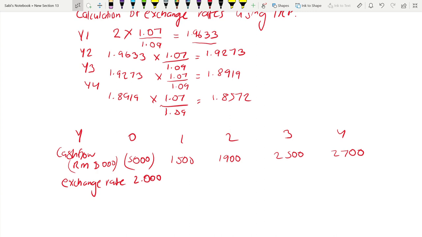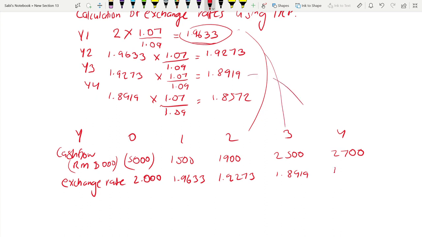Why do we use 2 for year 0? Why should 2 not be from year 1? We just now found this is year 1. So use all those: 1.9633, 1.9273, 1.8919, this is from your working above. All these figures we are just dropping here. And then 1.8572.